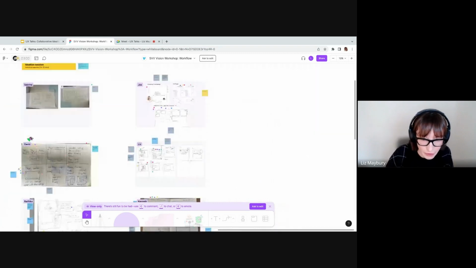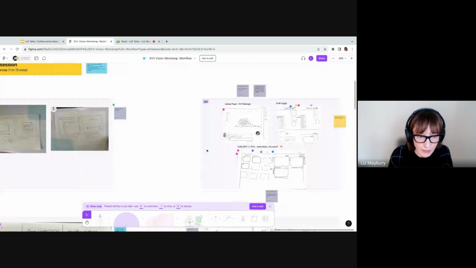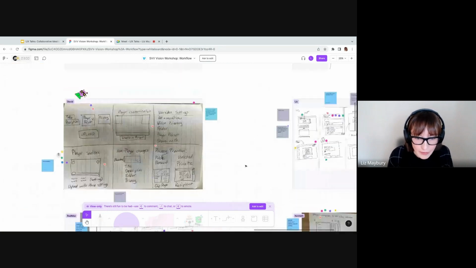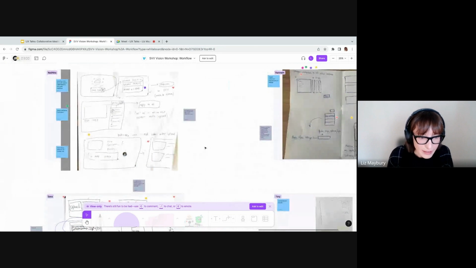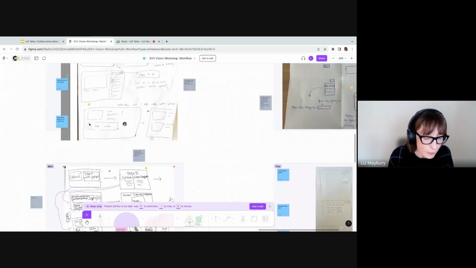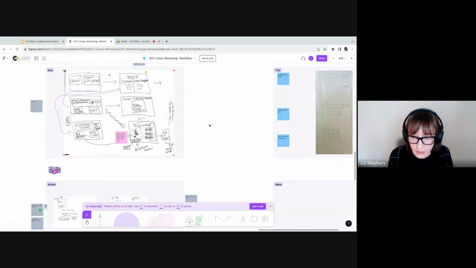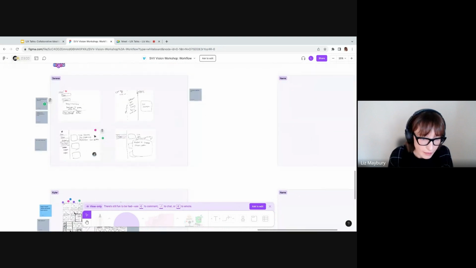But just to show you how that turned out, this was our sketching session. You can see the team added all their ideas here. These are notes that we add during the discussion to track important stuff, and these are votes.